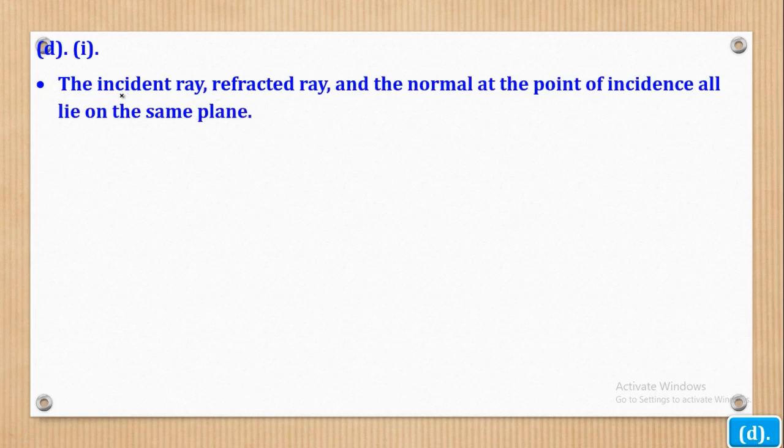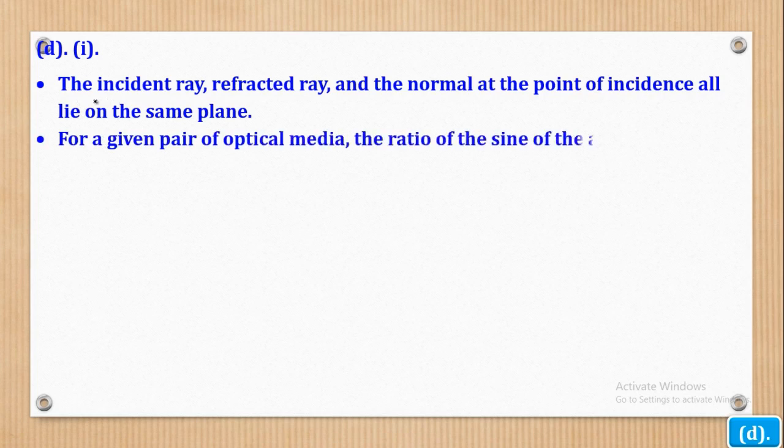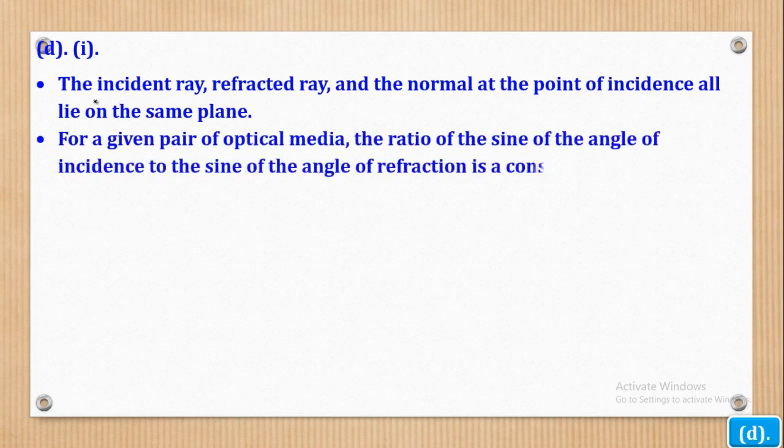So 1, we shall say that the incident ray, refracted ray, and the normal at the point of incidence all lie on the same plane. So this word "on" is very vital. Then 2 shall say that for a given pair of optical media, the ratio of the sine of angle of incidence to sine of angle of refraction is a constant. So that was Roman 1.